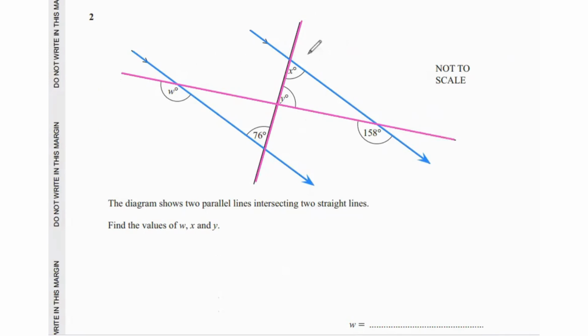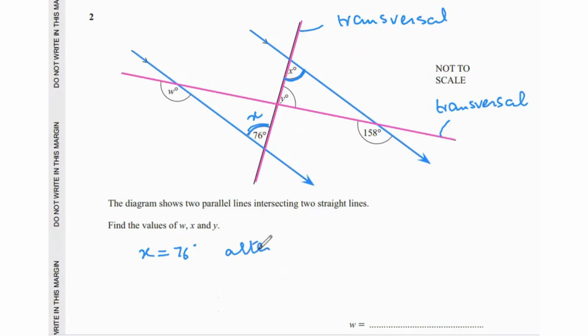So if you look at the two parallel lines, this one is acting as a transversal between both the parallel lines. And so is the other one. This is also a transversal. So for the first one, if you look at this transversal, if this is x, this will also be x, which means x is 76. Now, why is this 76? It's because alternate angles are equal. These two are alternate angles, so obviously they're going to be equal.